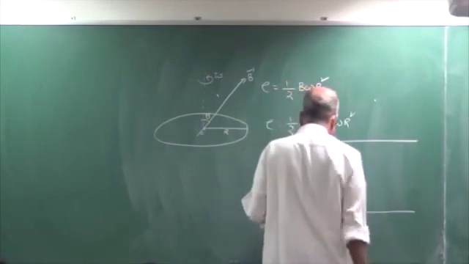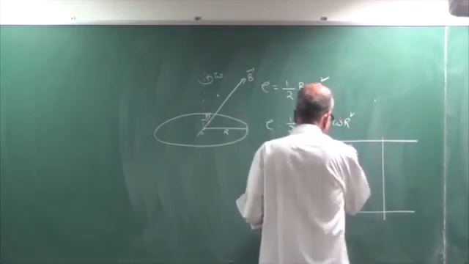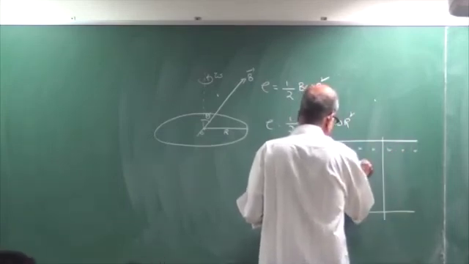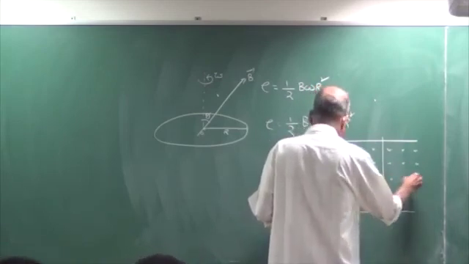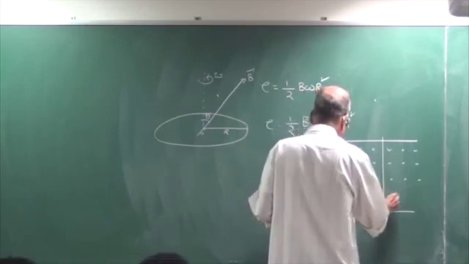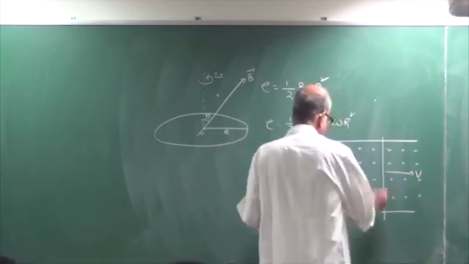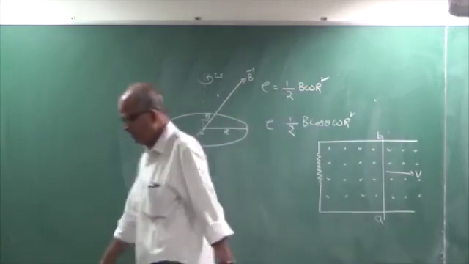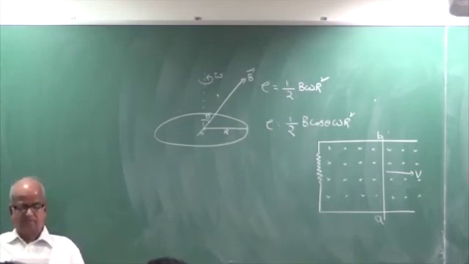These are the two railings. This is the bar which is moving. The field is directed perpendicular to the plane, and the bar is moving to the right. Call this point A, and this point B. Now calculate. First, find the motional EMF. What is the motional EMF?